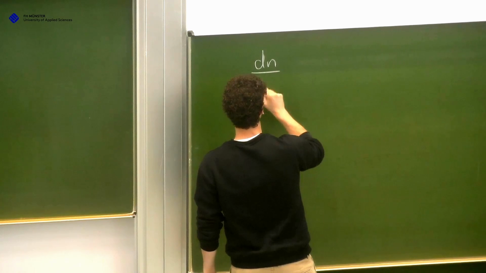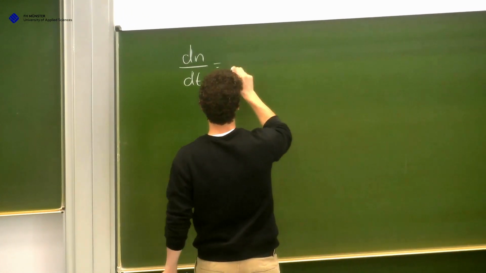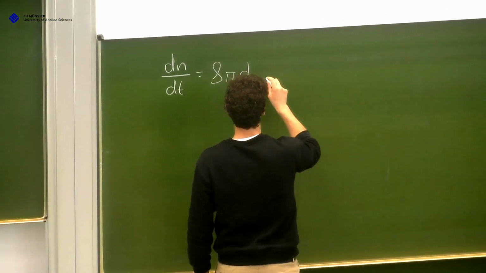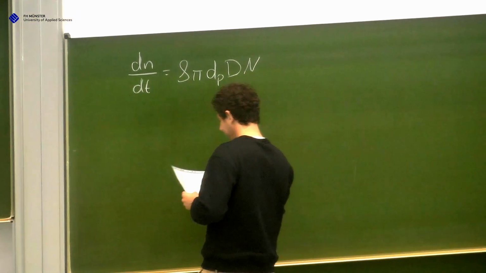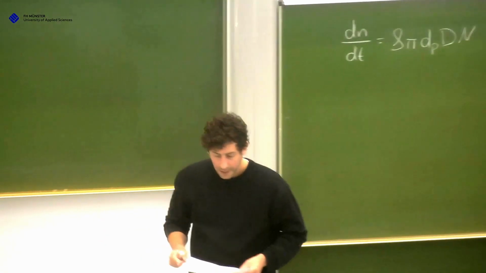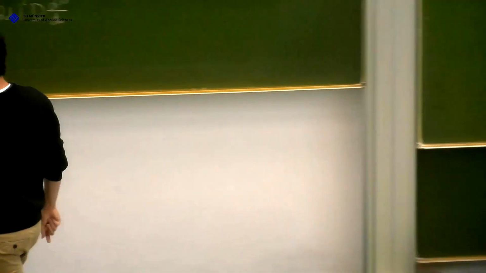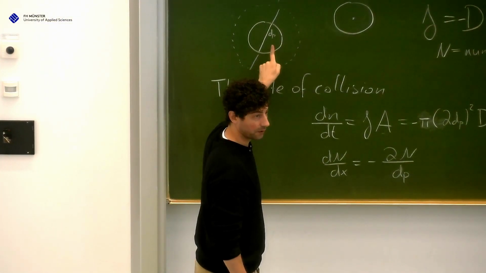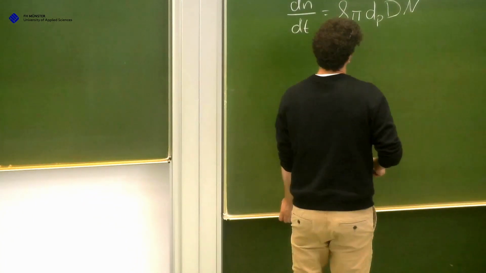And if I put it in here, I can say dn over dt is 8 pi dp dn. And this is for one selected particle. So we only look at this one here. How many collisions arise for this particle here? But if I want to go to multiple particles, something changes.